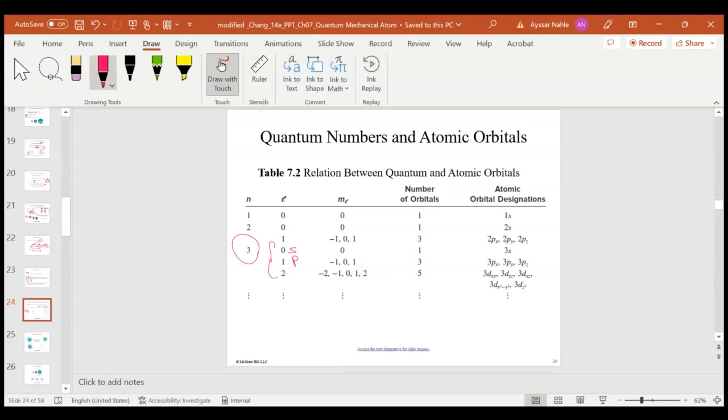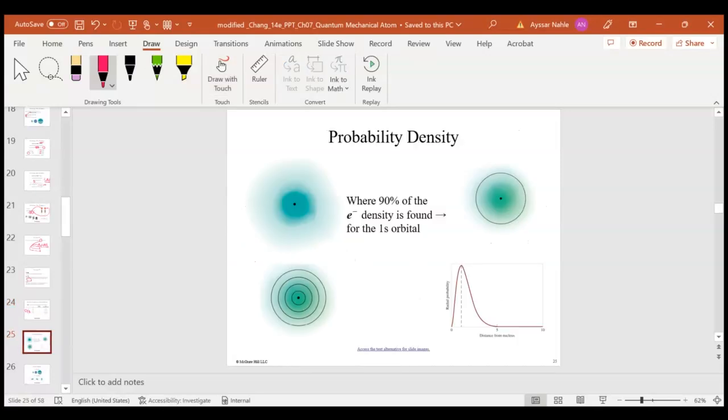S, P, D, remember that's SPD. How many orbitals? This one will have 1 orbital, this one will have 3, this one will have 5. These are the divisions in there. 1, 3, 5. Okay? And that's it in there. We will talk more about it.